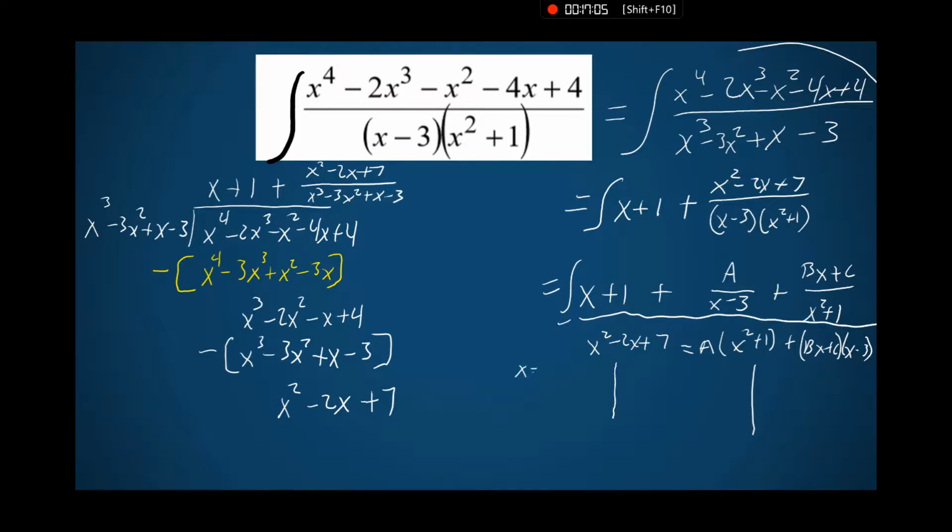So x is equal to 3. We'll cancel out both b and c. Okay, so that gives me at x equals 3, 9 minus 6 plus 7 is equal to 4a plus 0. Okay, so that's 10 equals 4a. Isn't it 10a? Sorry, say again. Isn't it 10a?